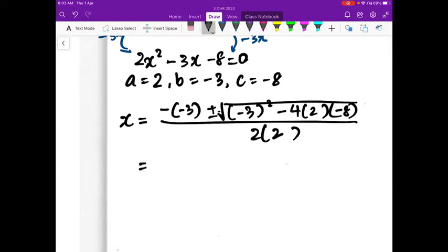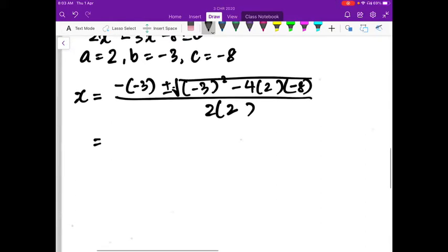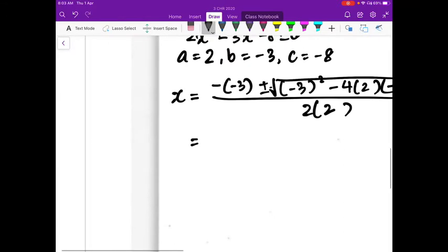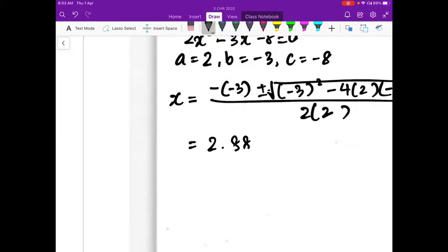So from here, you can key in all the square root and everything. But I find it much faster if we just use our calculator function inside. So A has a value of 2. B has a value of negative 3. And C has a value of negative 8. And we get two answers again. Don't need to change the sign. 2.886, as well as negative 1.386.